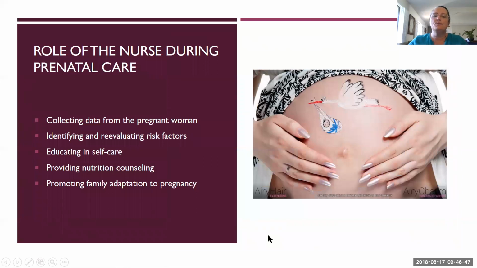So the role of the nurse in prenatal care is making sure that we're collecting data, we're identifying and reevaluating the risk factors continuously. A lot of times the nurse will develop a lot of rapport with this patient. They see them frequently. We are talking about nutrition counseling, and we're giving education. For instance, this picture, I picked it on purpose, that this woman has very long fingernails. We know that, and these are probably acrylic just from looking at them, we know that the bacteria that lives underneath fingernails is detrimental to babies.